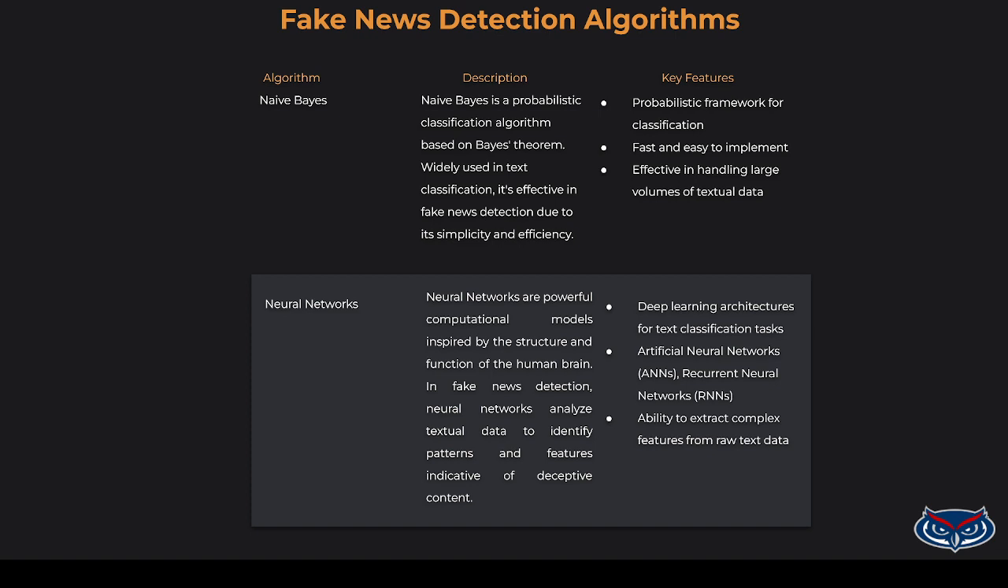The next is neural networks. Neural networks are powerful computational models inspired by the structure and function of the human brain. There are many deep learning architectures for text classification tasks. Recurrent neural networks are one such model. They have the ability to extract complex features from raw text data. Now Ajay will explain the working of these algorithms and discuss the results.